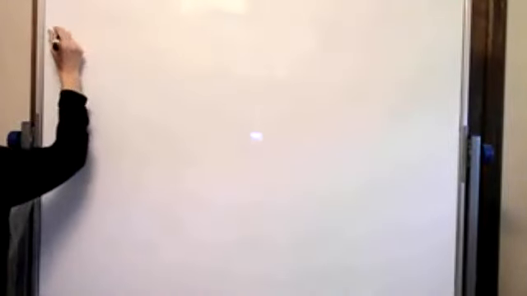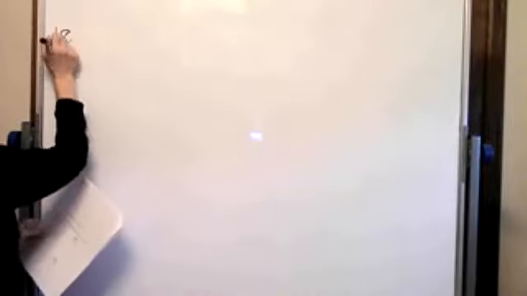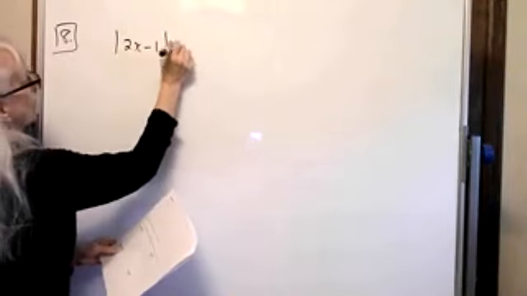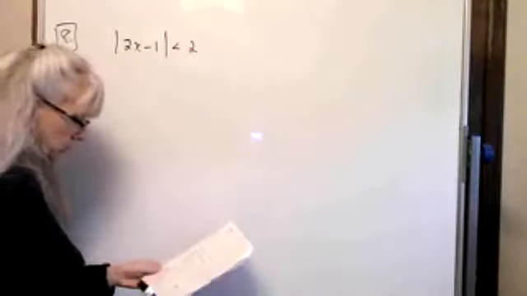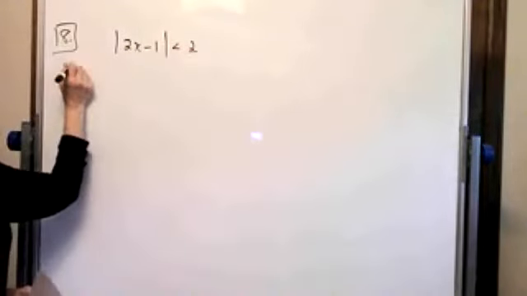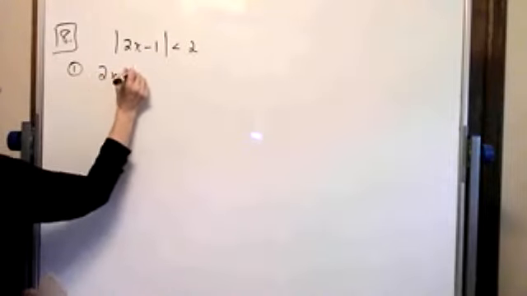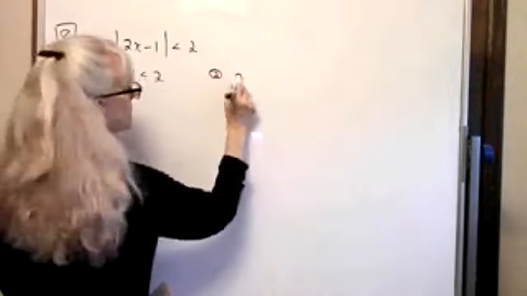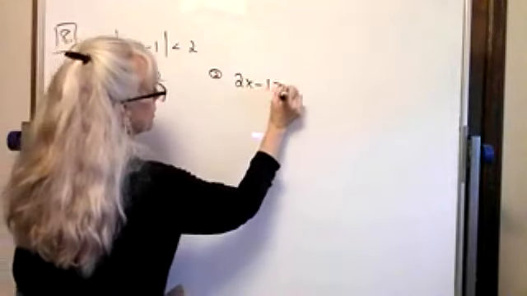Let's take a look at example 8. We have the absolute value of 2x minus 1 is less than 2. Let's go ahead and write our two statements. So 2x minus 1 is less than 2, or 2x minus 1 is greater than a negative 2.